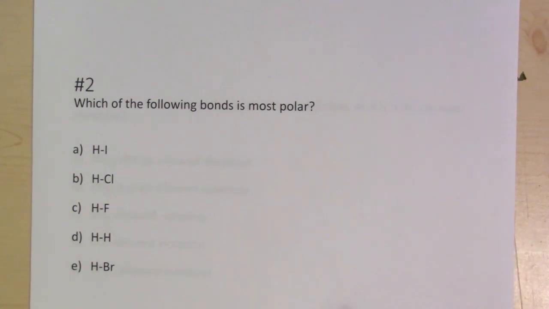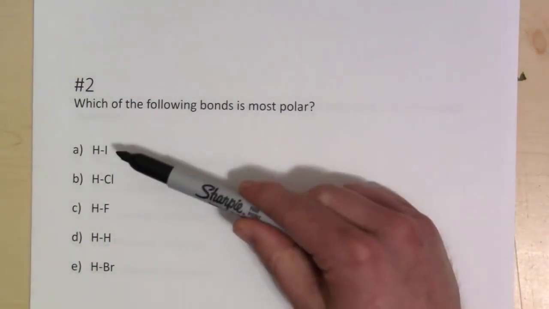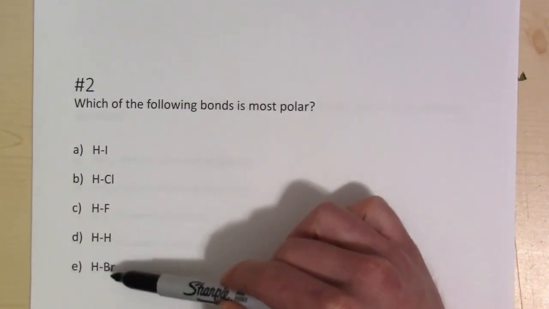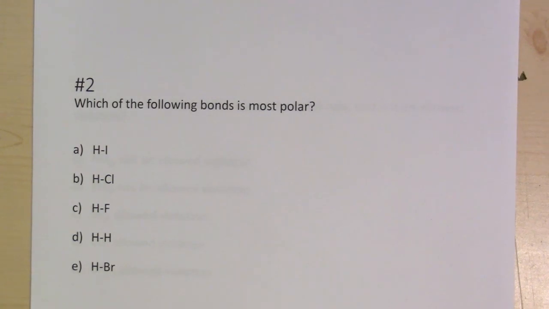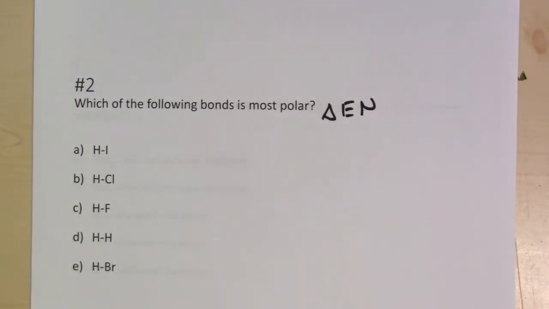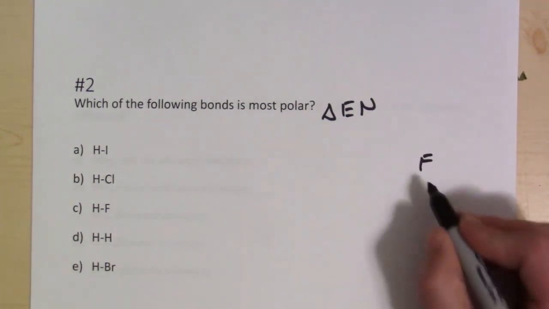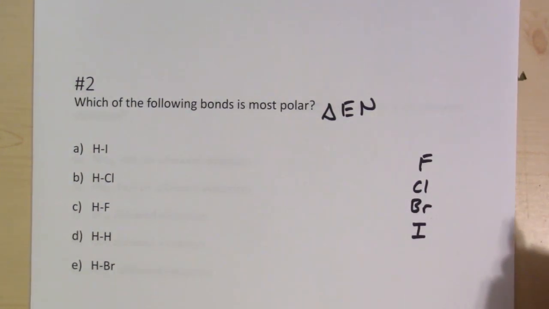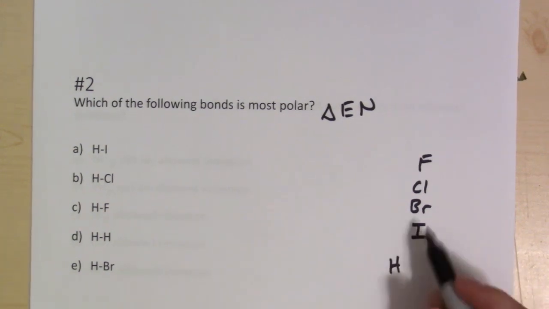Moving to number 2, it asks which of the following bonds is the most polar. Here we see each of the different halogens and then hydrogen, so HI, HCl, HF, HH, and HBr. So you don't necessarily need to know the exact electronegativities of each of these atoms to know which is the most polar, because polarity is based on difference in electronegativity. As long as you know a rough gauge of the different electronegativity values, that fluorine is the most electronegative, and then it decreases as you go down that group, and that hydrogen is even lower than iodine.